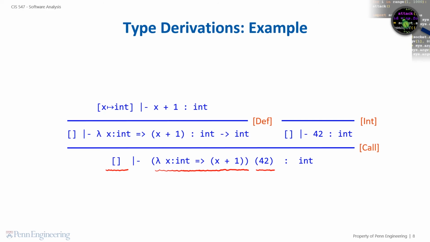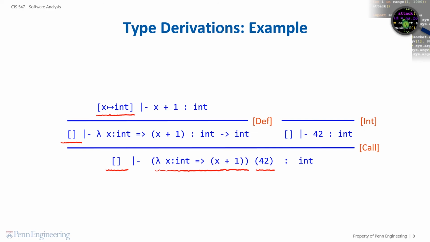In this case, notice that the environment in the conclusion is empty, and the environment in the hypothesis maps the variable x to the type int. Under this assumption, the hypothesis states that it is provable x plus 1, the expression that the function outputs, is an int. Therefore, the def rule schema is correctly instantiated to prove that x plus 1 has type int under the environment where x is mapped to type int.